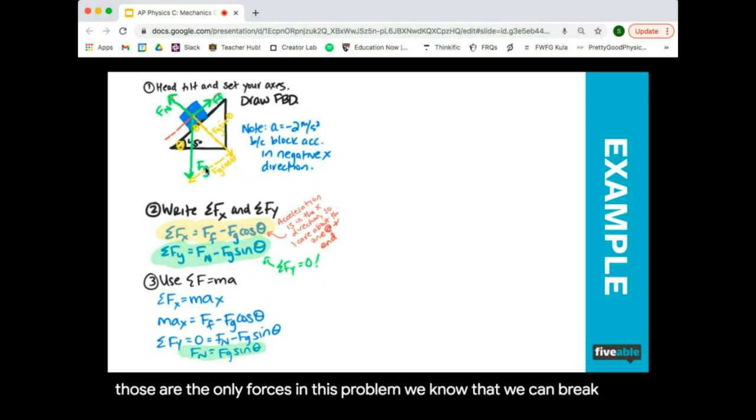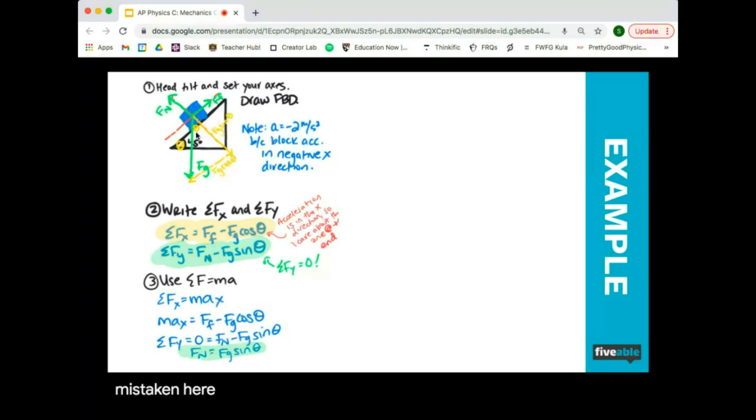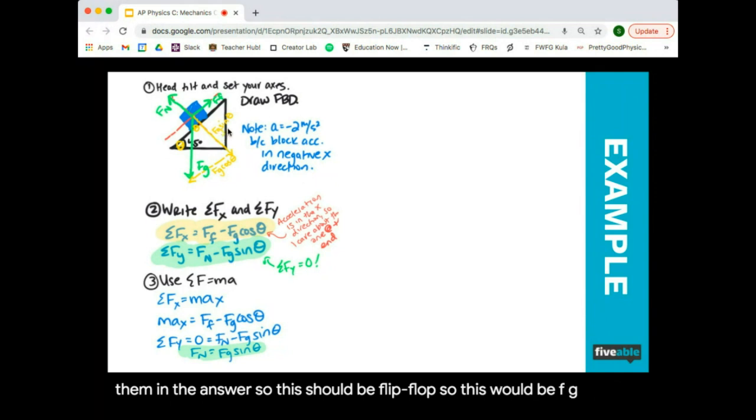We know that we can break that force of gravity into components. And if we look at this, oh, I have a mistake in here. We have this FG, this should be cosine of theta, and then FG sine of theta. I'm going to update this and make sure we get the right slides posted. But that should be flip-flopped. And so actually, the person who got it wrong, I think, is right, because I think I flip-flopped them in the answer. So this should be FG cosine theta because it's adjacent. This should be FG sine theta.